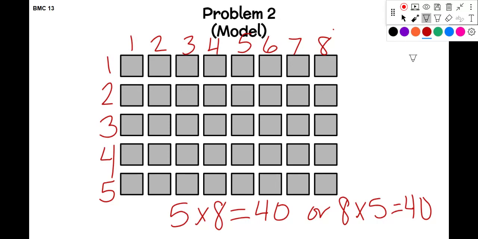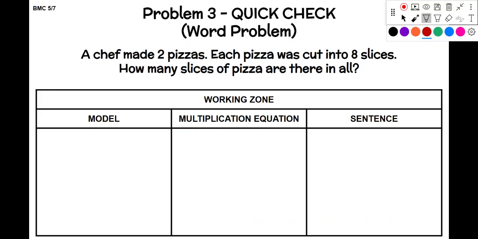All right, we're almost done, y'all. Last one. So now it is time for our quick check. I know you're ready for it. I'm going to read the problem to you. You will need to show your work and solve on your guided notes and answer the question that comes up on Nearpod before I review it with you. Here's your problem. A chef made 2 pizzas. Each pizza was cut into 8 slices. How many slices of pizza are there in all? All right, now solve it and answer the question in the video.